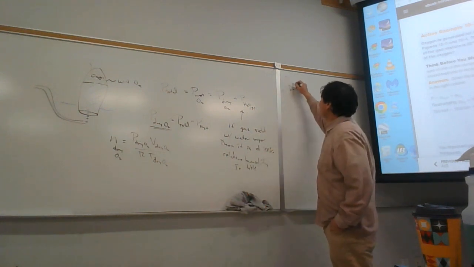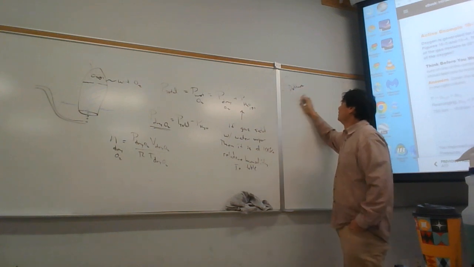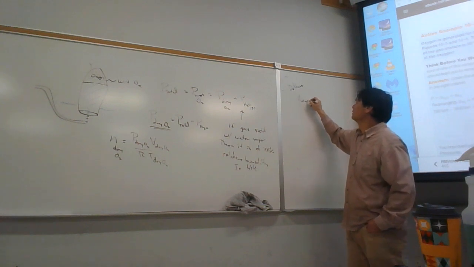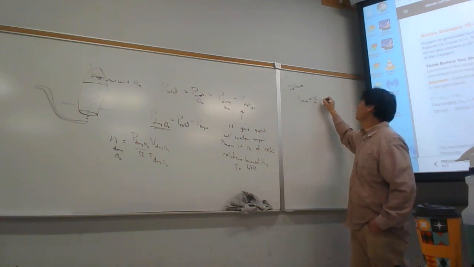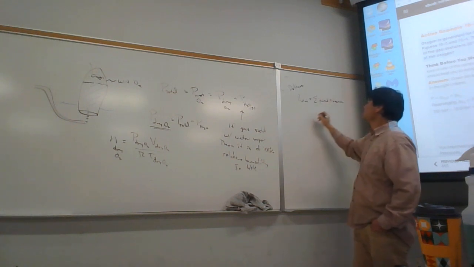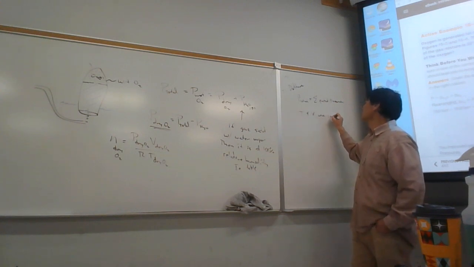Well, Dalton's law says this. Dalton's law says that the total pressure is equal to the sum of the partial pressures, as long as the temperature and volume are constant.